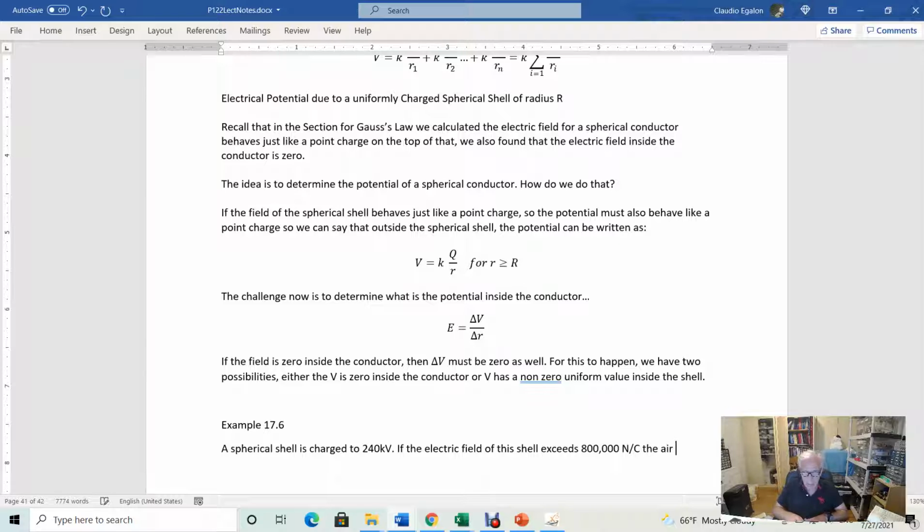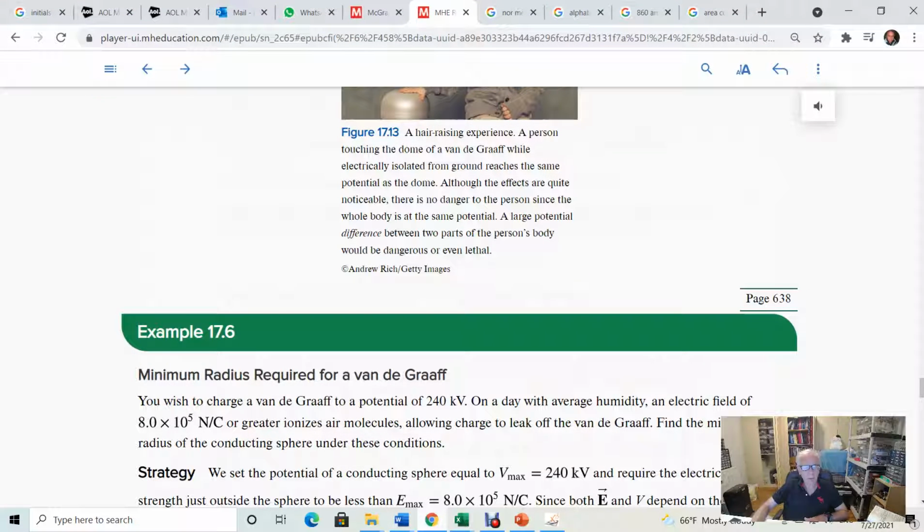The air around it is ionized, and the shell becomes discharged. You wish to charge on an electric field allowing charge to leak. Find the minimum radius of this conductor under these conditions.